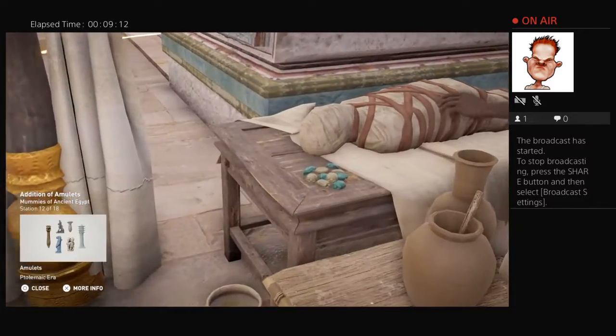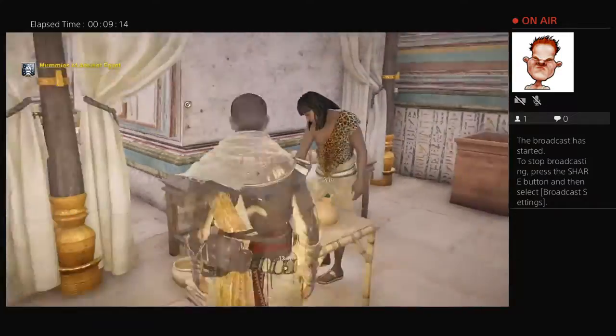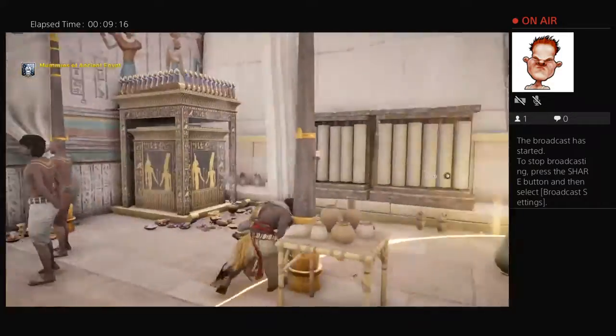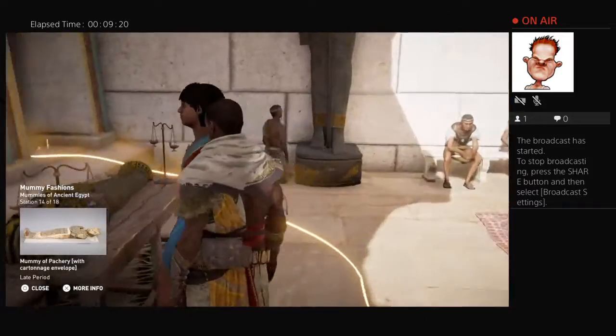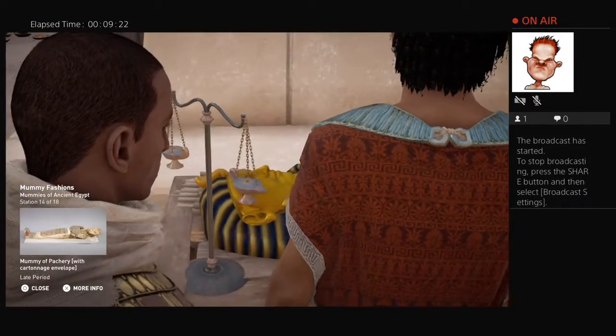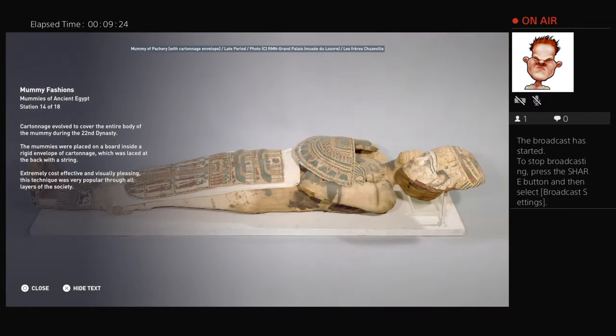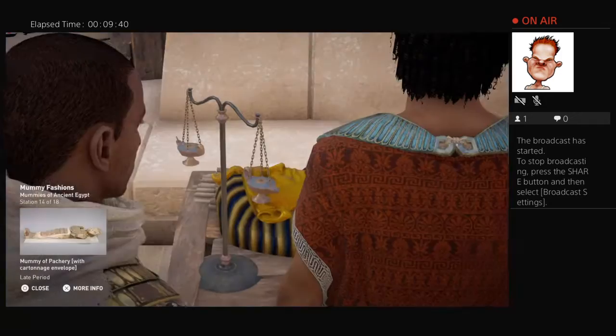In addition to the jewelry and amulets arranged on the skin of the deceased, amulets were also carefully inserted into the weaving of the linen strips. Cartonnage evolved to cover the entire body of the mummy during the 22nd dynasty. The mummies were placed on a board inside a rigid envelope of cartonnage, which was laced at the back with a string. Extremely cost-effective and visually pleasing, this technique was very popular through all layers of the society.